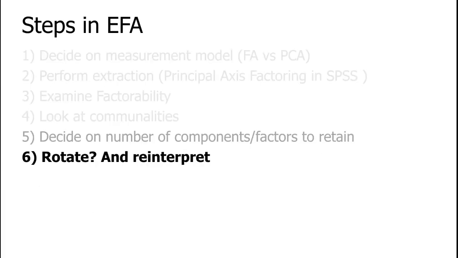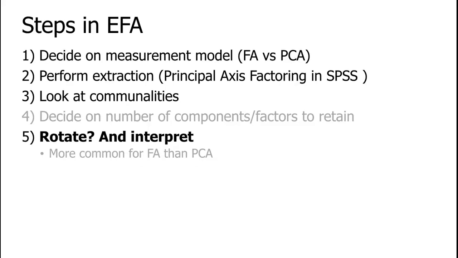Okay, so now here comes the question of rotation. Rotation is common in exploratory factor analysis when using the common factor model. It should be less common in a PCA, in a principal components analysis. Rotation is a tricky technique that rests on altering the factor structure a little bit to make the resulting factors more interpretable without altering the underlying data. So let's take a look at what that means.